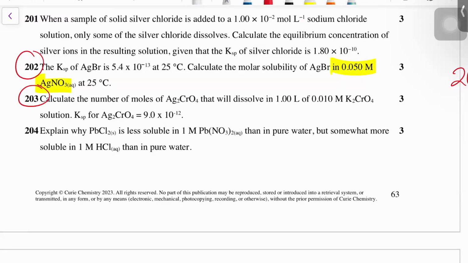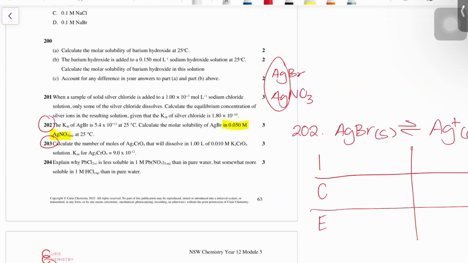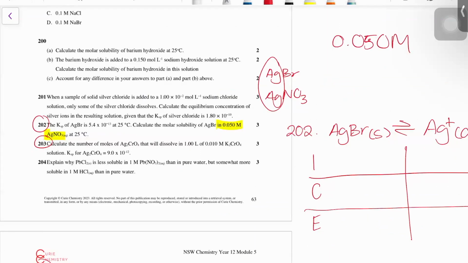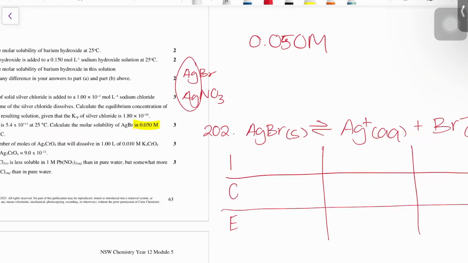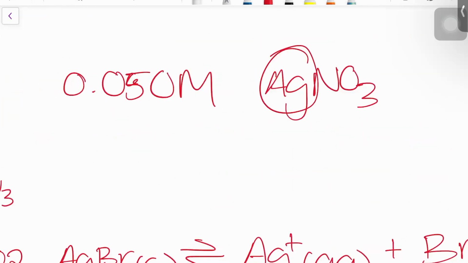So let's look at this now. I'm going to write out here and realize Ag is the same thing, which means Ag is my common ion. So I need to figure out how much of my common ion is in there. They told me I'm dissolving it in 0.050 molar AgNO3. And I've already figured out that Ag is the common ion, so that's the thing that goes into my ICE table.